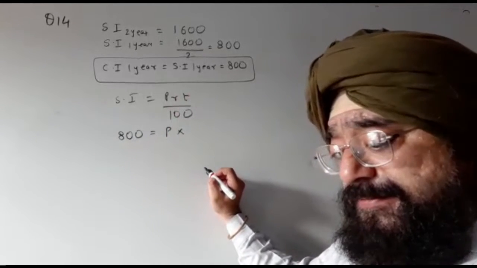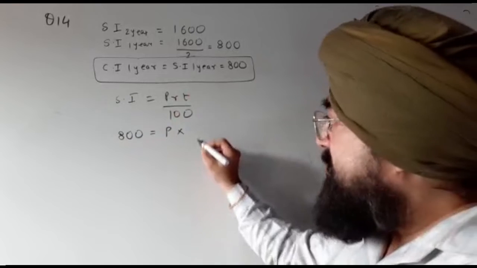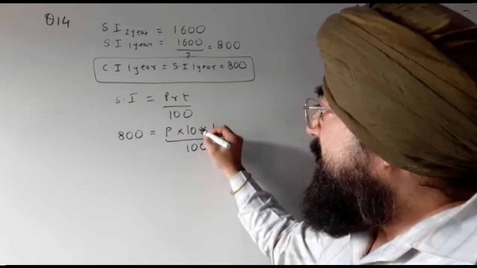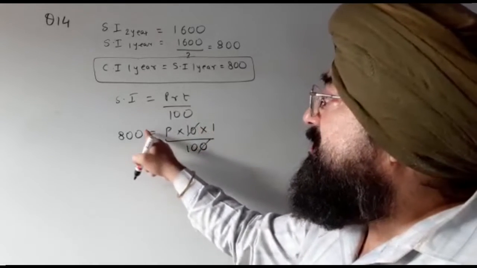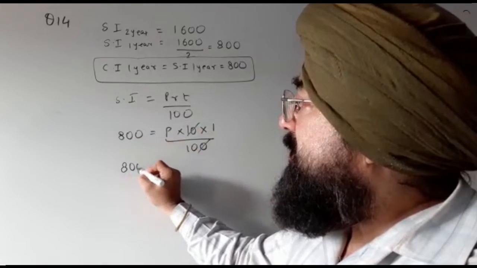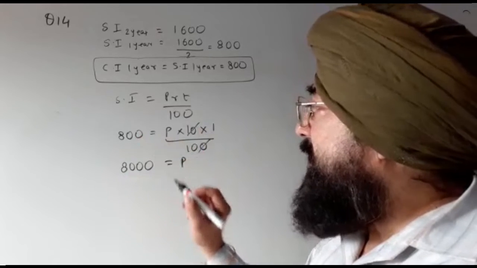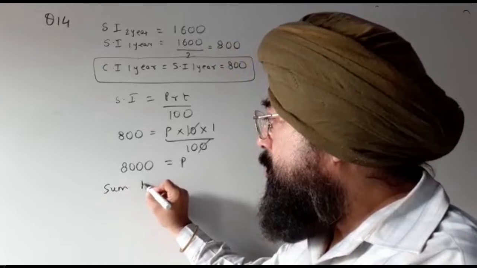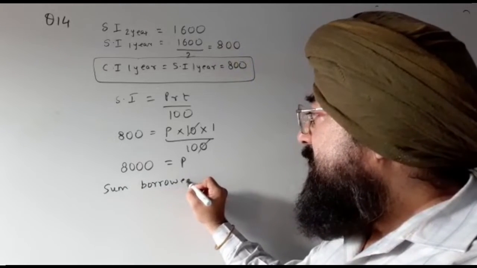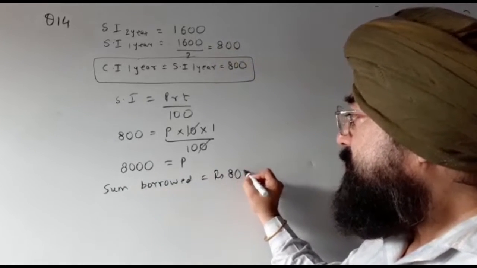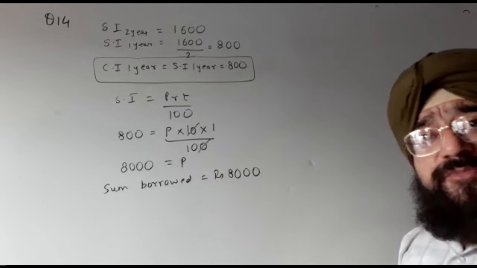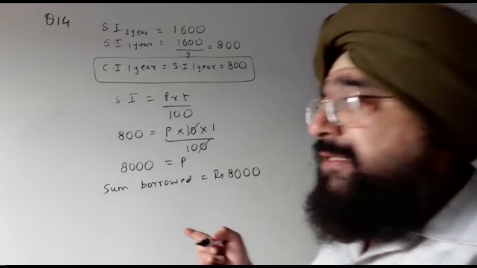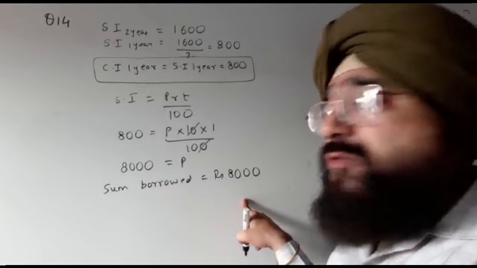Rate given is 10%. 10% into time is 1 year upon 100. So clearly you can see that this 0 and 0 cancel, and this 10 goes and multiplies on the other side, becomes 8,000 is equal to your P. That is the sum involved here, या sum borrowed here is rupees 8,000. Did you follow this? प्रिंसिपल फाइंड करना जरूरी था, क्योंकि प्रिंसिपल अगर आपने फाइंड नहीं करा होता तो आप अमाउंट कैसे निकालते? तो आपने सम बोरोड निकाल लिया 8,000 रुपीज.